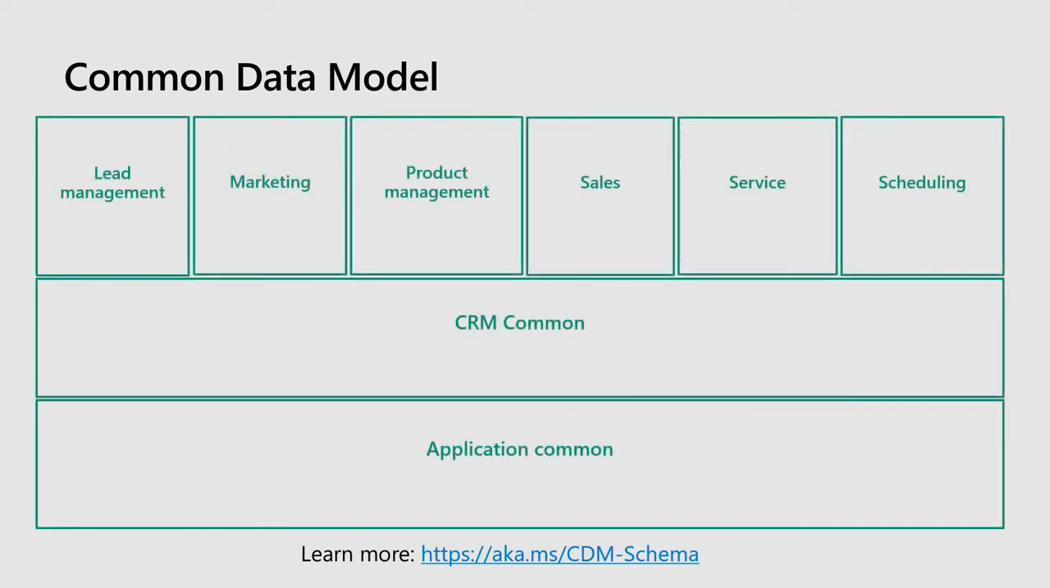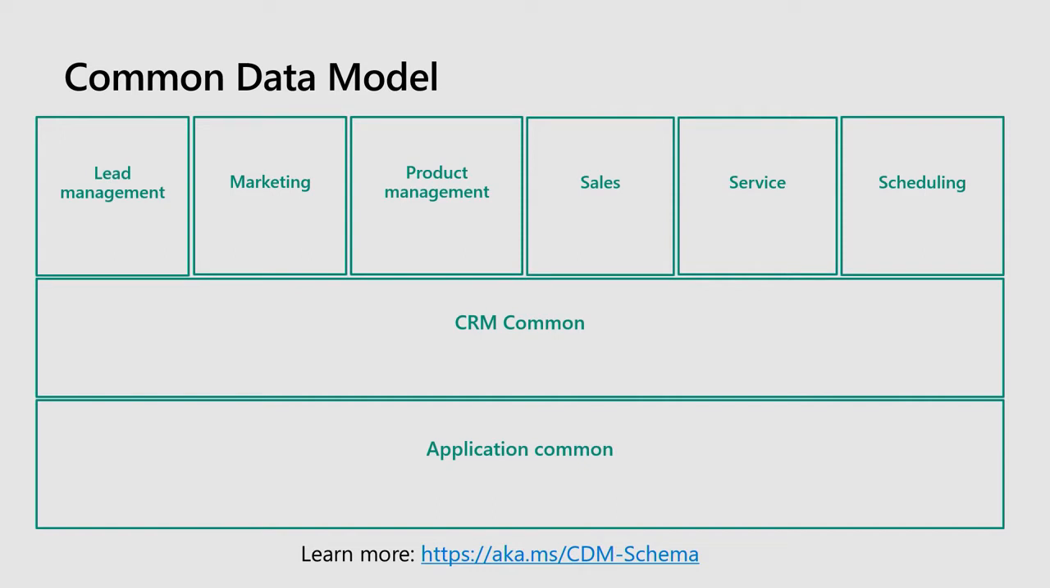So the common data model that we have is really built up of different layers. We start at the bottom, we have this application common layer, and that's going to have a lot of your common definitions. On top of that, we have more enhancements as you move up the levels. So CRM Common is going to add in a few other additional layers. Up at the top, you see things like lead management, marketing, product management. These are all little specialty sections.